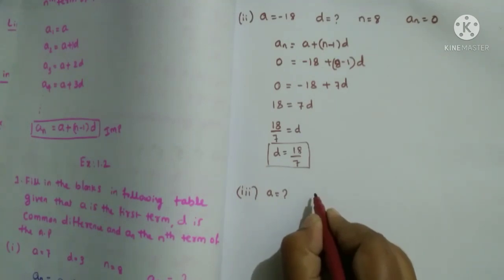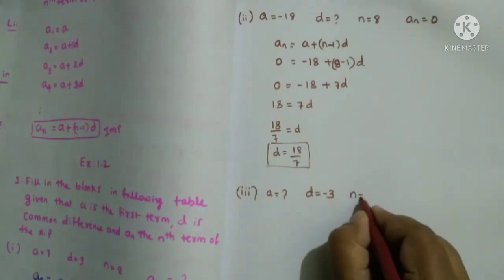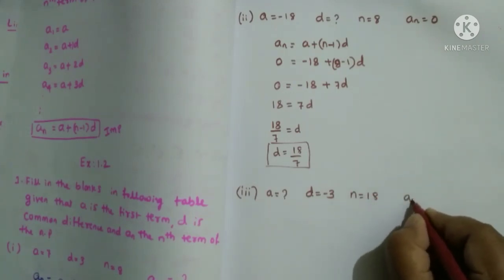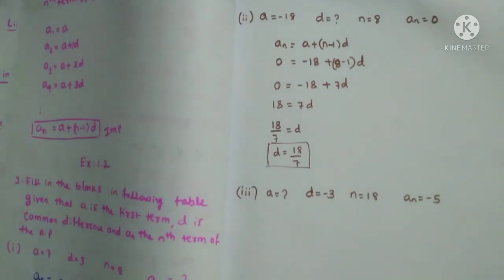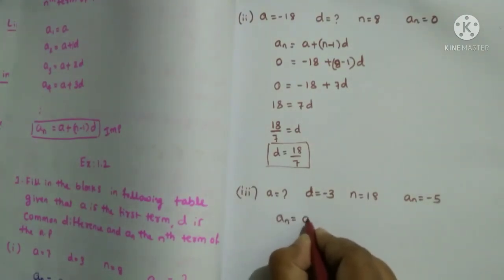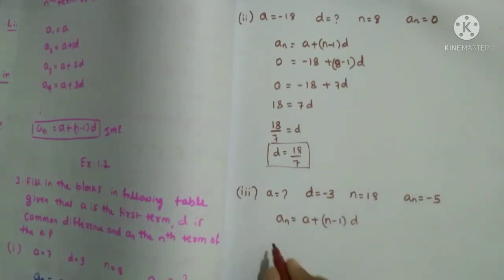And D value is minus 3 they have given. D equal to minus 3, and N equal to 18. N equal to 18, and AN equal to minus 5 they have given. Here also we have to use AN equal to A plus N minus 1 into D. AN they have given here, what is it? Minus 5 equal to A value we have to find, so write as it is.